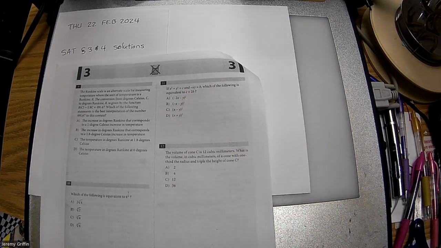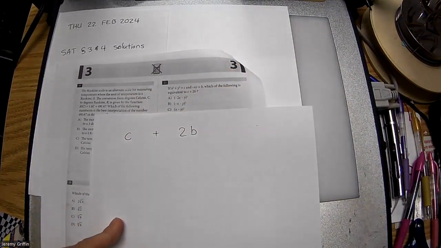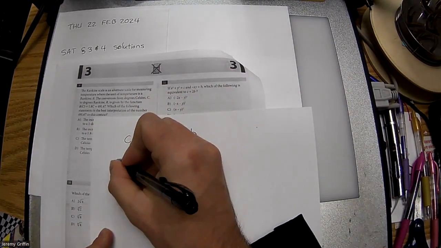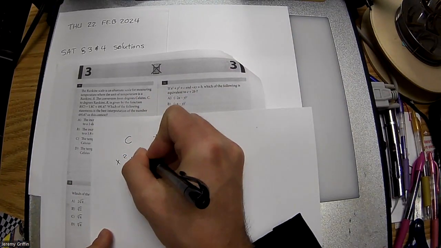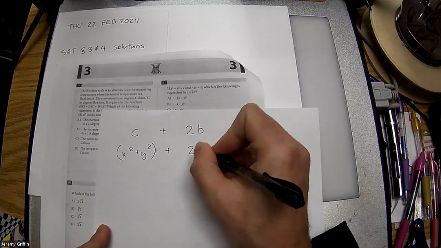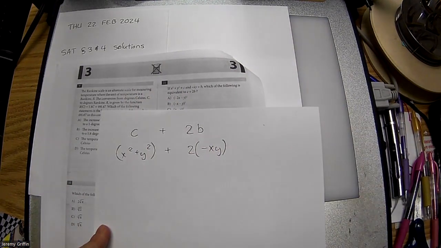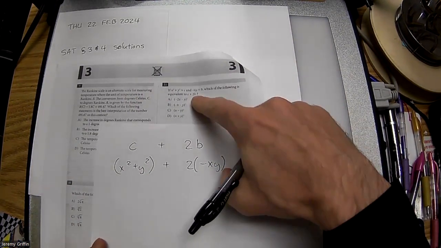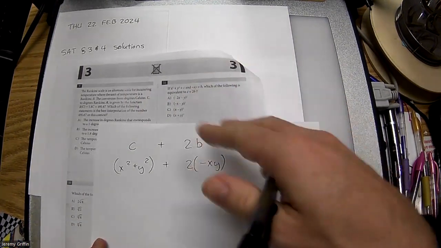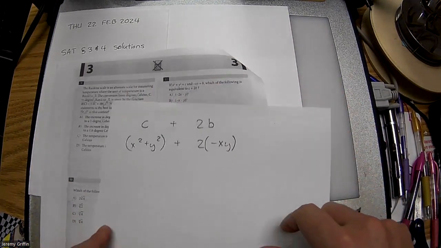I think we can just solve that with substitution, right? So let's do c plus 2b. Now c I know is x squared plus y squared, so that subs in for c, plus 2 times, and then for b, that's negative xy. So that could look like that, right? Also, if you glance at the answer choices, you can get an idea where we're supposed to go with this. Looks like something kind of factored. You guys think factored, right?